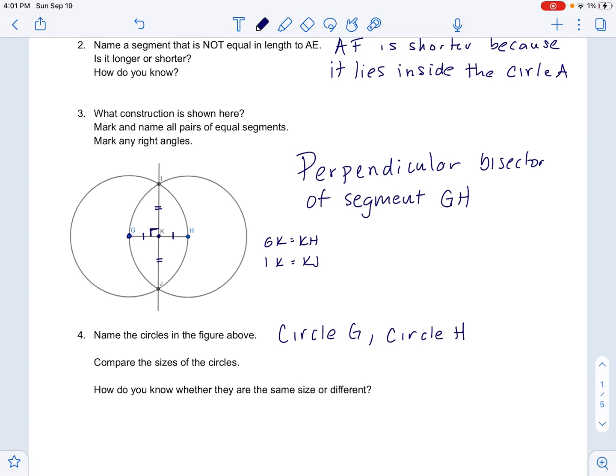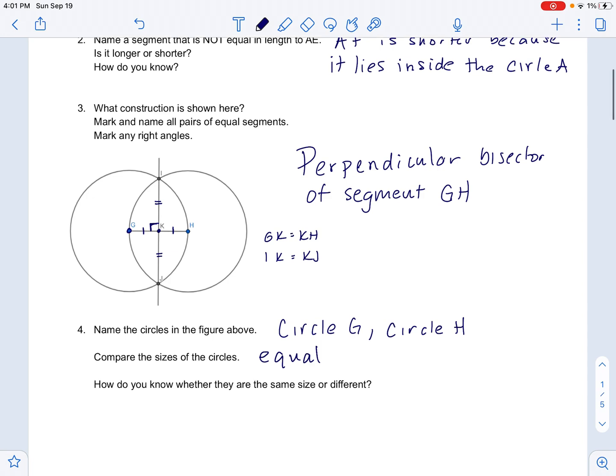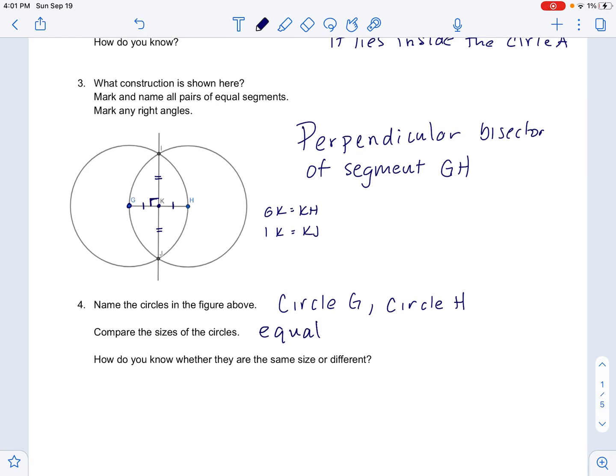Compare the sizes of the circles. The sizes of the circles are equal. And I know they're equal because they share a radius. They share GH.